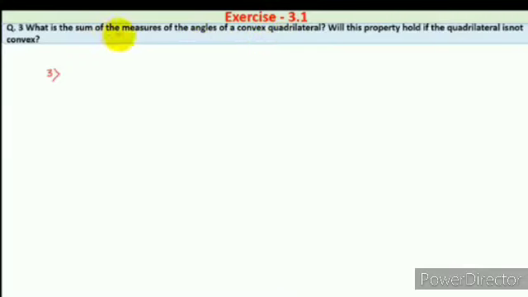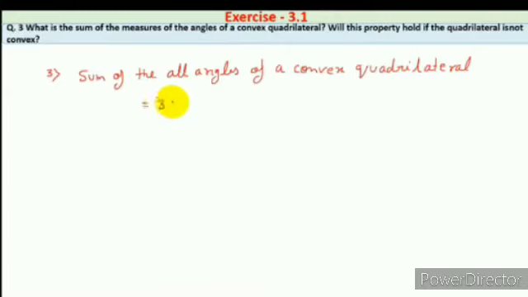Next, the third question. What is the sum of the measures of the angles of a convex quadrilateral? We know that the sum of the angles of a convex quadrilateral is 360 degrees. Will this property hold if the quadrilateral is not convex? Not convex is nothing but concave. Yes, it holds good for a concave quadrilateral also. How? Let's prove it now. Before that, we'll prove how a convex quadrilateral gives 360.